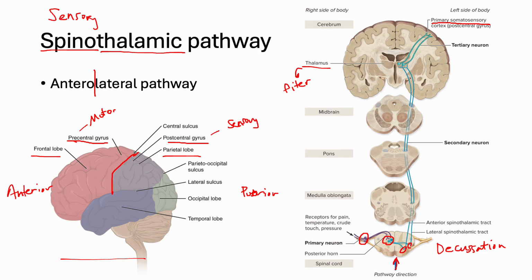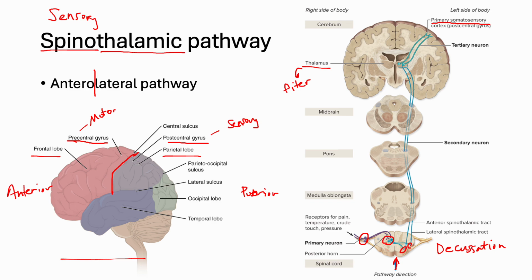Now, what do we need to take away from this? Again, I don't want you to memorize, but I want you to understand, so then there's no reason to memorize. Spinothalamic starts in the spinal cord. The last cell body of the neuron is in the thalamus, right? It's ascending, which means it must be carrying sensory information, okay?